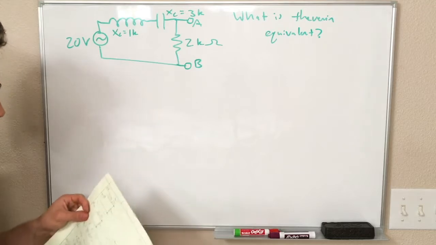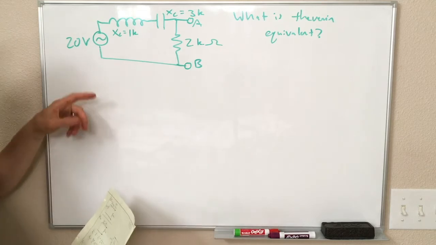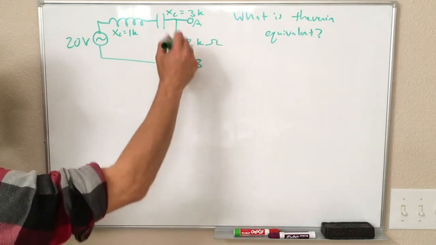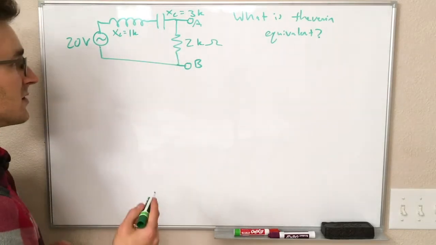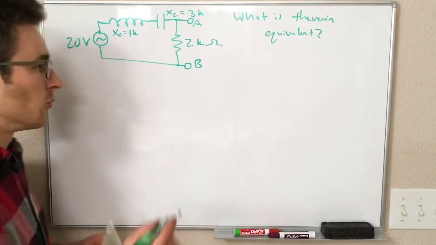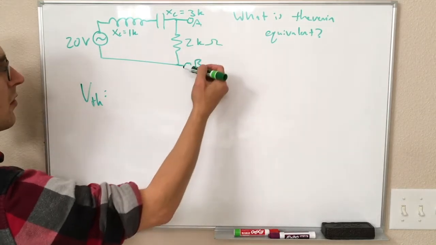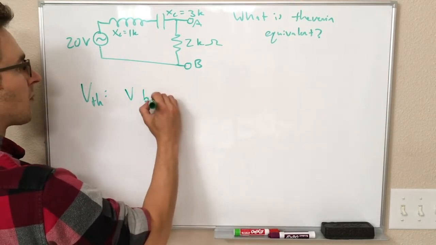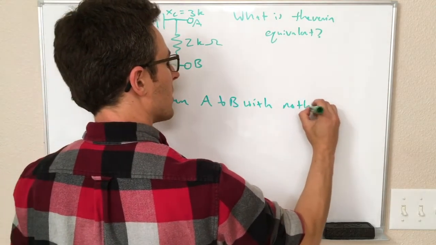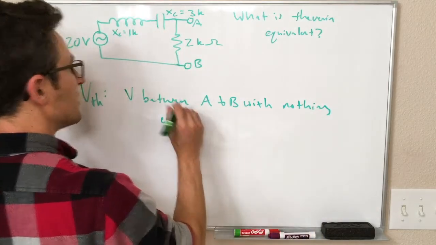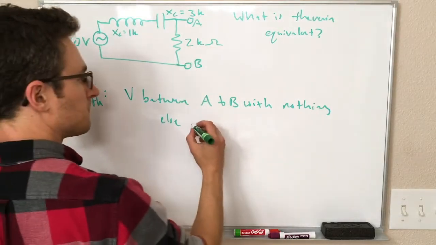So, how do we figure this out? So first, we can figure out the Thevenin voltage by looking at what the voltage is between points A and B if nothing else is connected to them. So in this case, everything is in series, so this is just a nice voltage divider. So for V Thevenin, we want to look at the voltage between points A and B. And when I say nothing else connected, I mean we still have our circuit, but we're not attaching a load resistance or something between points A and B.